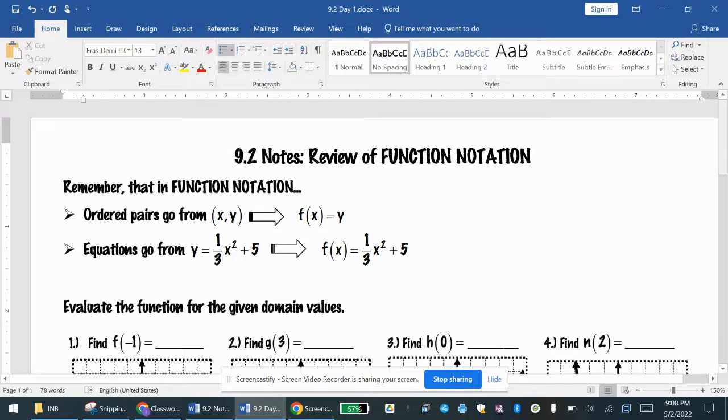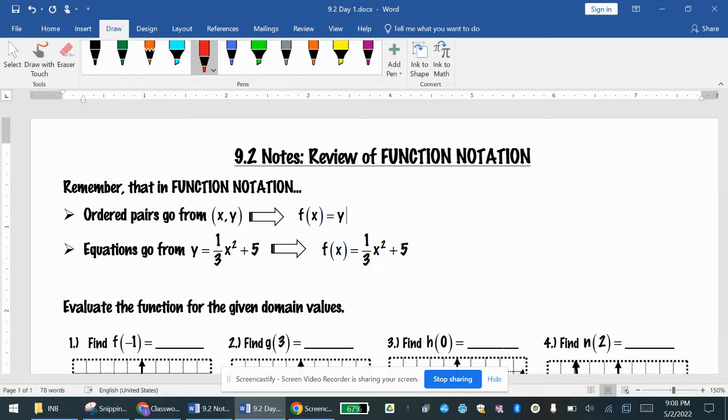Ordered pairs. Okay, so los puntos. Remember, ordered pairs is just a fancy word for points. Instead of being written as x comma y, they become f of x equals y. But that's only for functions, okay? So los puntos en vez de ser x, y, se escriben en f de x igual a y.